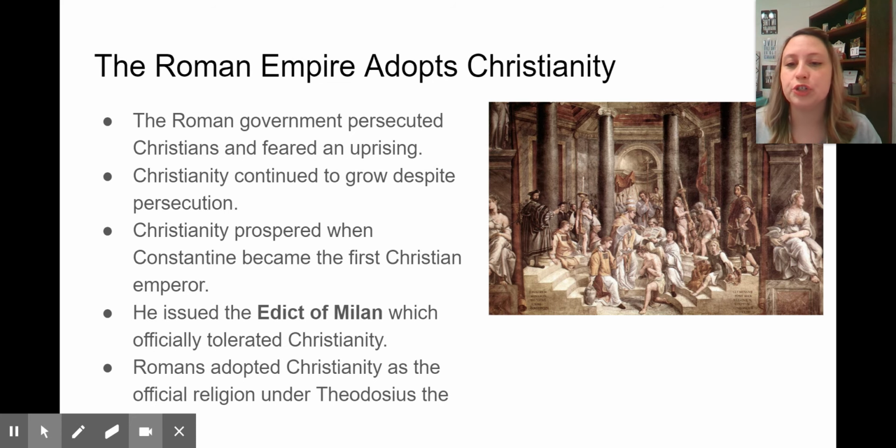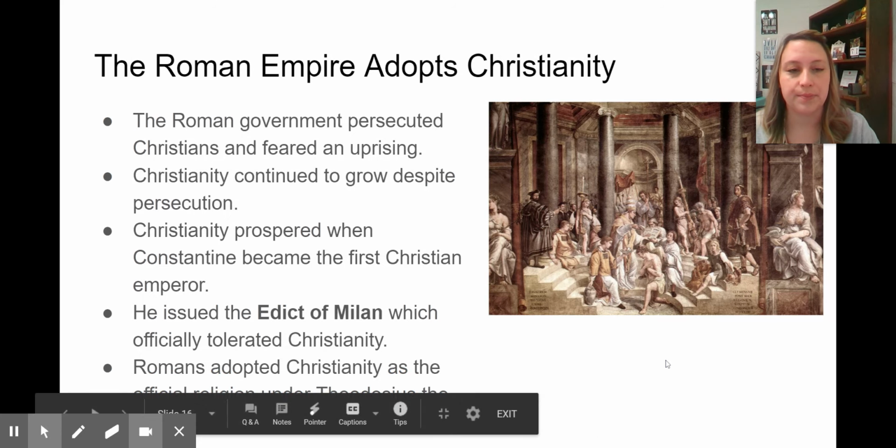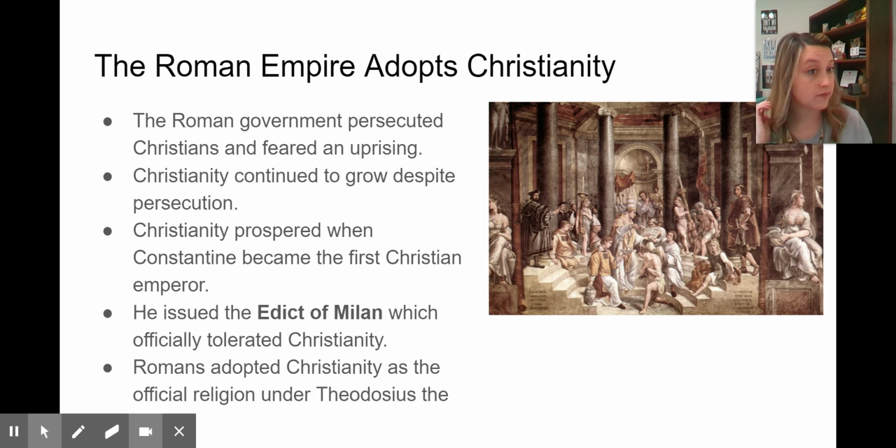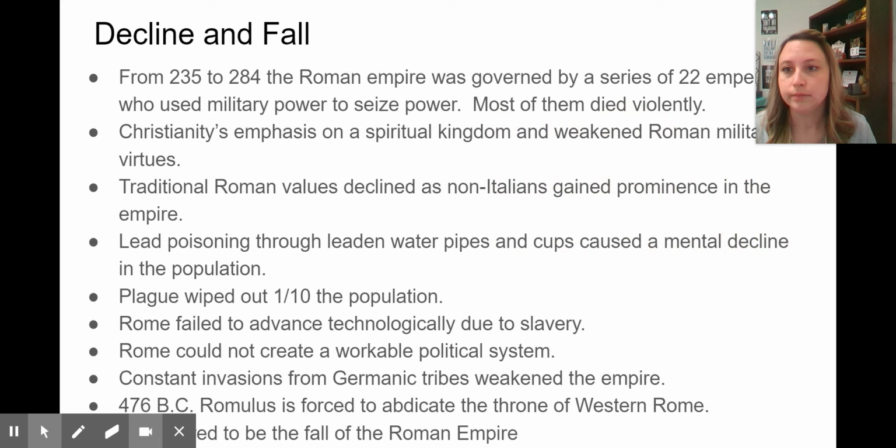So Christianity prospers whenever Constantine becomes the first Christian emperor. Basically, he issues the Edict of Milan, and that tolerates Christianity officially. The Romans adopt Christianity as their official religion under Theodosius. So finally, Rome kind of adapts, and they're like, okay, cool, it's either let it be a part of it, or we're eventually going to be taken over. We're not going to be able to do this much longer. We can't keep up this whole polytheistic charade.